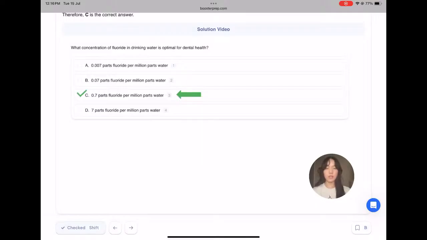So considering that, the correct answer to this question is 0.7 parts per million of fluoride, making C our correct answer. Studies have shown that 0.7 parts of fluoride per million parts of water is effective in balancing the risks and benefits of fluoride and has been associated with a 35% reduction in tooth decay in both children and adults. We can often see fluoride concentration as parts per million or milligrams per liter, but these mean the same thing.